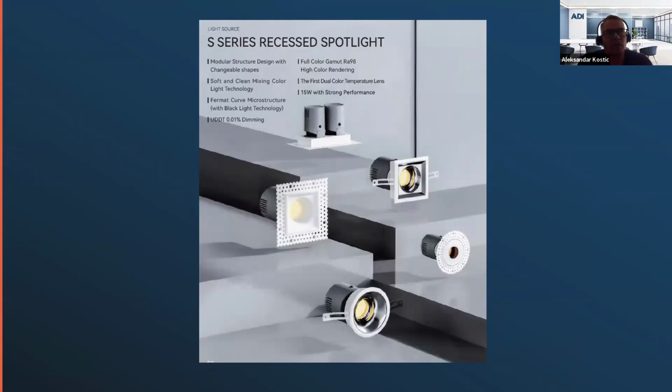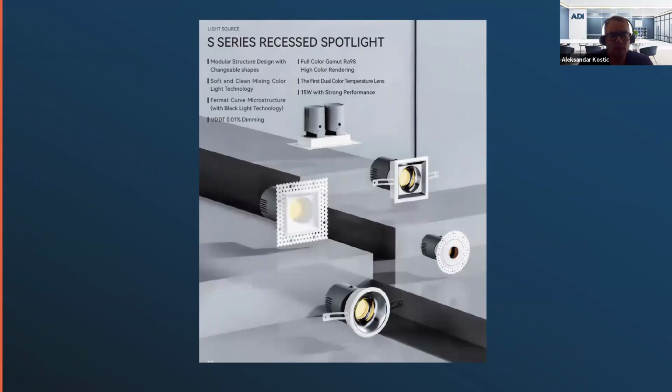They have a built-in advanced Fermat's curve microstructure, which means you don't have a glare effect from the light itself. So when you look at the light, it's not too strong, it is diffused. That is also achieved using advanced black light technology, so the light is more adjustable to the eye. It is not too strong when you look at it, but at the same time, it's powerful enough to provide enough brightness in the room.